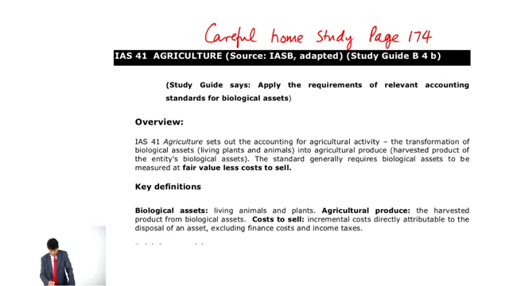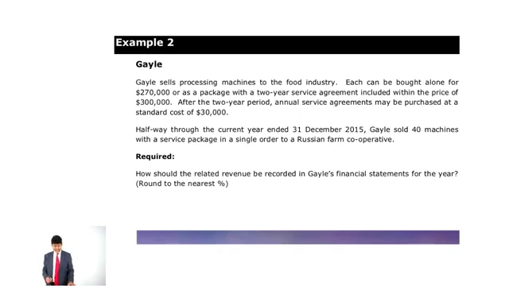This is, of course, our new IFRS note. Gale, we were saying, sells processing machines to the food industry. Each machine can be bought alone for $270,000, or as a package with a 2-year service agreement included within the price of $300,000.